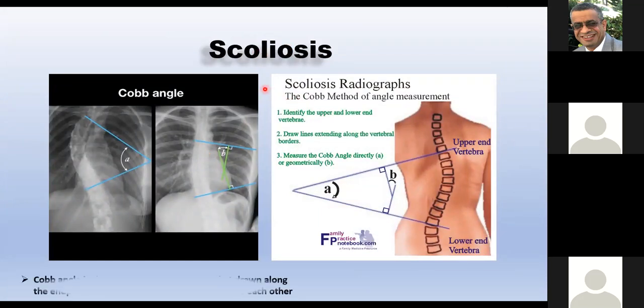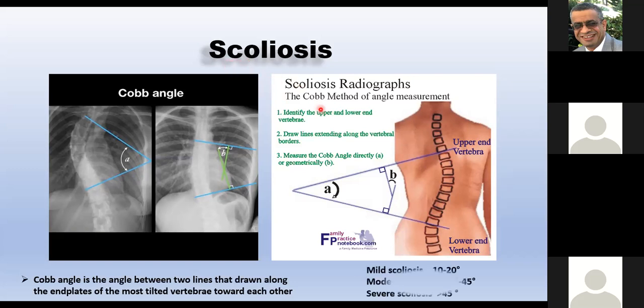As we mentioned, scoliosis means lateral bending of the vertebral column as measured by the Cobb angle, which means the angle between 2 lines that are drawn along the end plates of the most tilted vertebrae toward each other. The angle between these lines is the Cobb angle, which is measured either directly or geometrically.